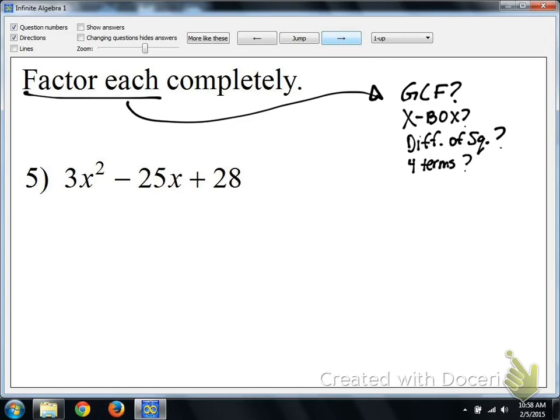First thing I do is ask myself, is there a GCF? On this first term, I could divide by 3. 25, can I divide 25 by 3? Nope. I know 28, I can't divide by 3 either. I could divide by 4, but there's no GCF here. So now I'm going to see if I could do X box. I know I can't do difference of squares because this middle term is present. It's not 0. So A is equal to 3, B is equal to negative 25, C is equal to 28. Okay, so doing our X box now.